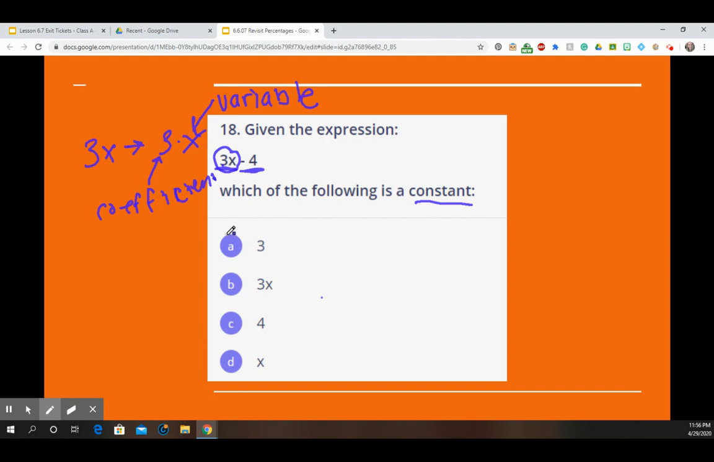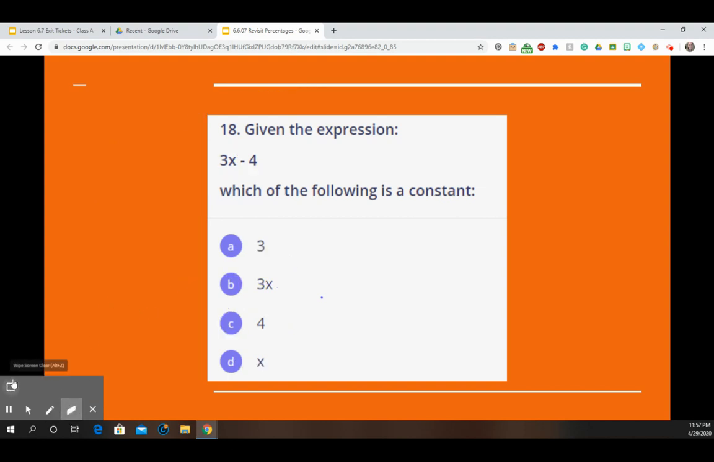So that 3 again is the coefficient. The 3x is the coefficient and the variable. The x is just the variable, and that 4 is the constant there. Okay, so hopefully that helped to learn that term. Okay, let's go ahead and move on.